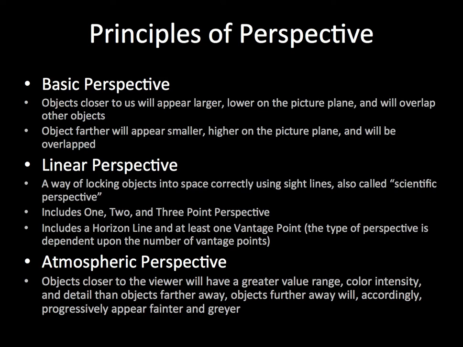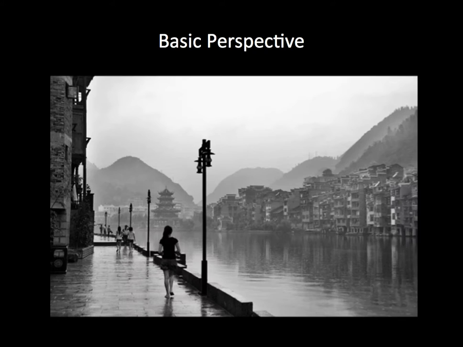And the same thing with the other types of perspective, but with linear perspective, we're really talking about how we lock objects into space correctly, and we use sight lines to do that, which is where linear comes into play there. And then atmospheric is based on what the atmosphere does to the way that we see things. Okay, so let's look at basic perspective first.